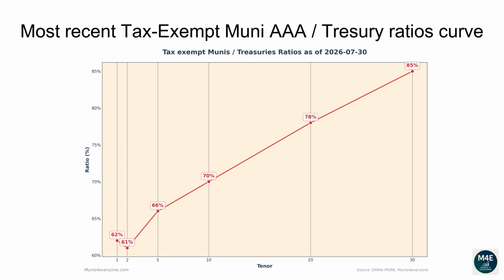The current one-year ratio is 62%. The 2 years ratio is 61%. The 5 years ratio is 66%. The 10 years ratio is 70%. The 20 years ratio is 78%. The 30 years ratio is 85%.